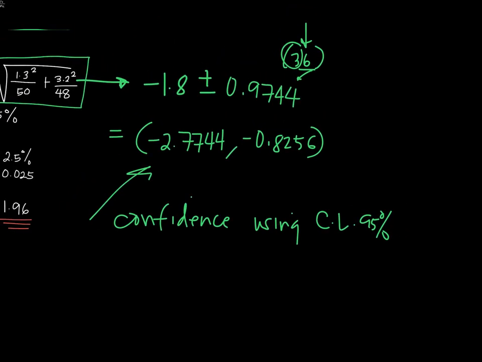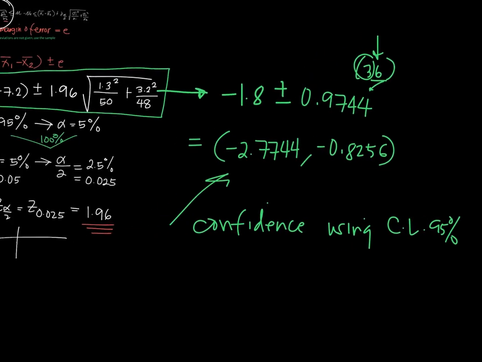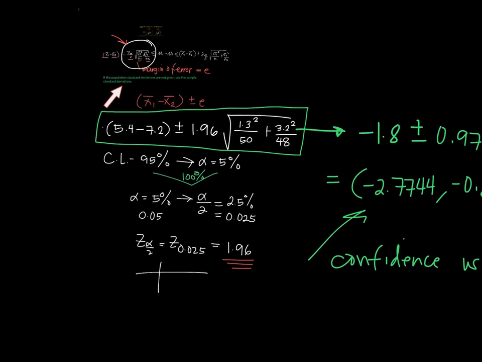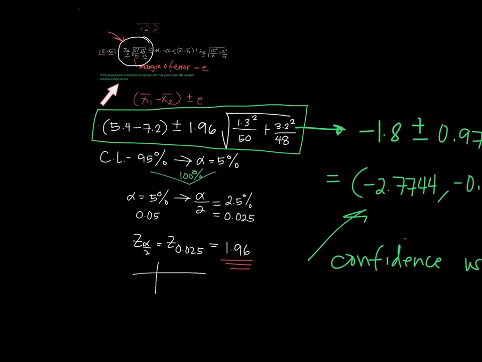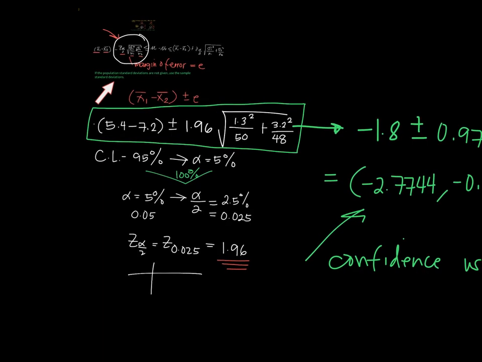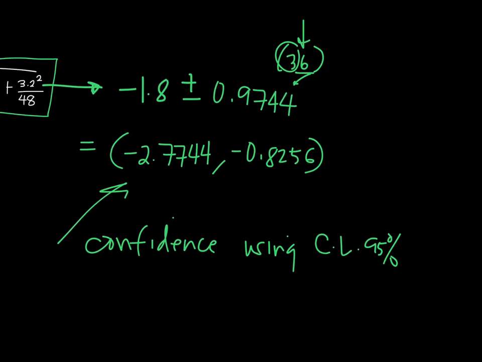Okay, so what is the meaning of this interval? Take note that what we are trying to do here is to estimate the difference between the two means, which is mu1 minus mu2. We're not estimating the difference between the two sample means, because what we are looking for is the difference of the parameters. But how do we interpret the negative 2.7744 to negative 0.8256? The difference could be any value in between these two numbers.